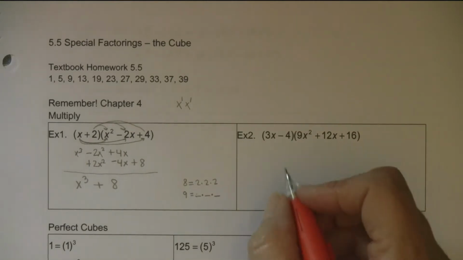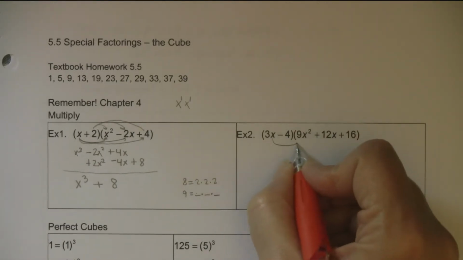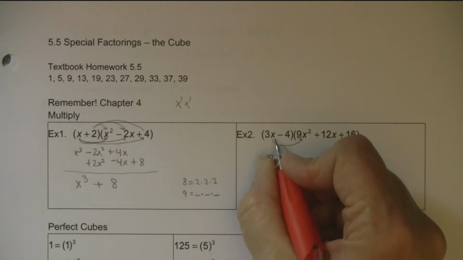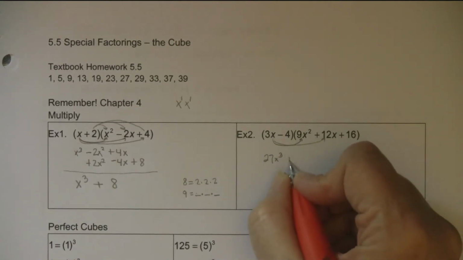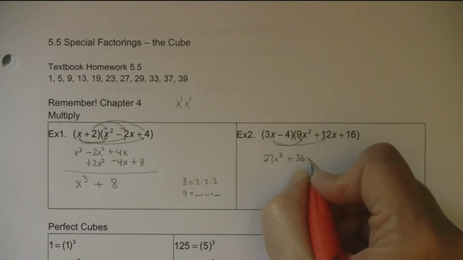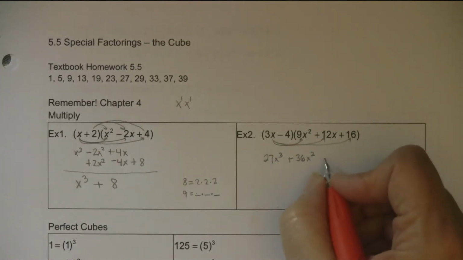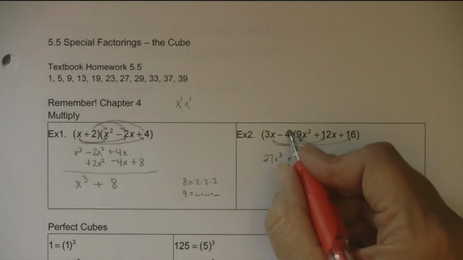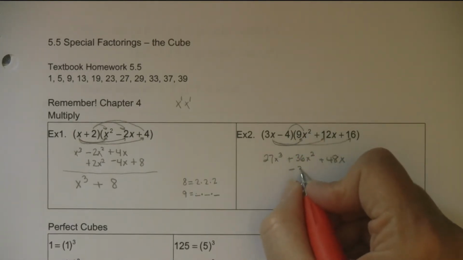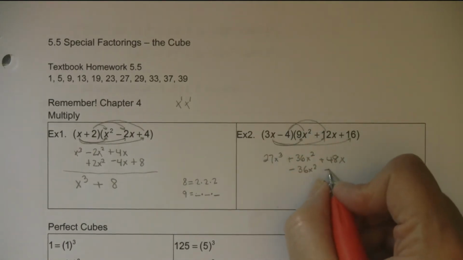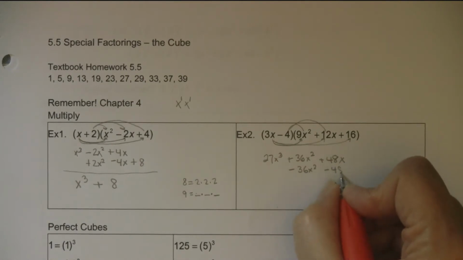Okay, I want to show you this guy over here too. So when I multiply those together, I get 27. 3 times 9 is 27, and it's x to the third. And then here I get plus 36, x to the second. And then here I get 3 times 16, I think it's 48, so plus 48x. Minus 36, x to the second. Minus 48, 4 times 12 is 48, x.